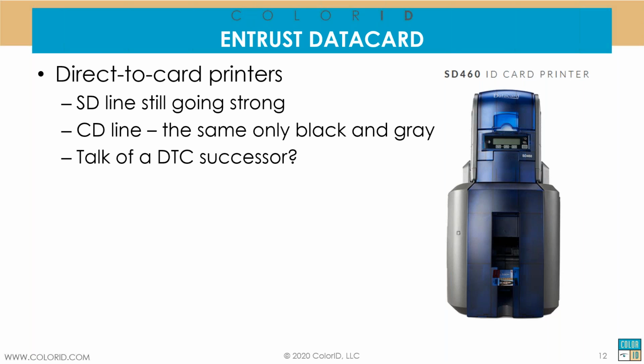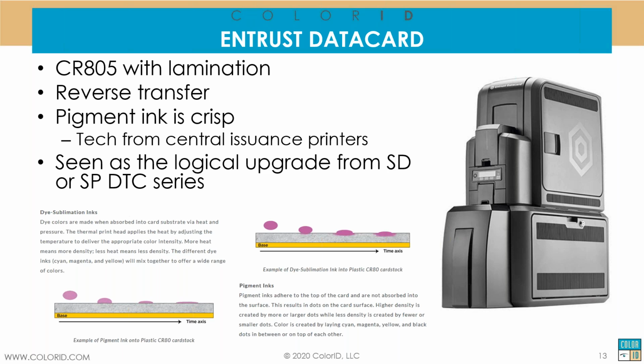So this has been a really good printer, and there's talk of another printer to follow, but so far we haven't seen it. What we have seen is the CR805. This is DataCard's newest printer, and you would think this is where everyone would move after the 460, if you were in the DataCard family and you wanted to stay in that direction and get the next best thing. And it offers a lot of exciting features. It is reverse transfer instead of direct-to-card. It uses pigment ink, which, showing here in the bottom left, sits on the surface of the card, rather than how it shows the dye sublimation on the right, kind of weakly dissolving into the surface of the card.